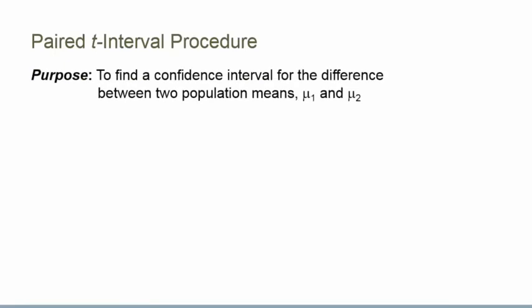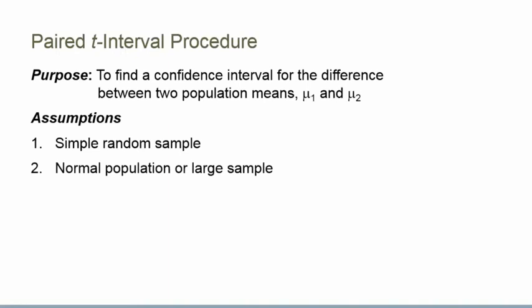Paired t-interval procedure. Purpose: to find a confidence interval for the difference between two population means mu sub 1 and mu sub 2. Assumptions: 1. Simple random sample. 2. A normal population or large sample.